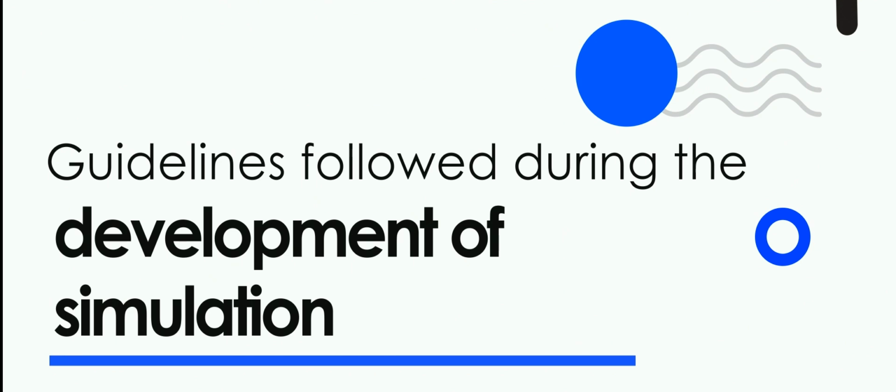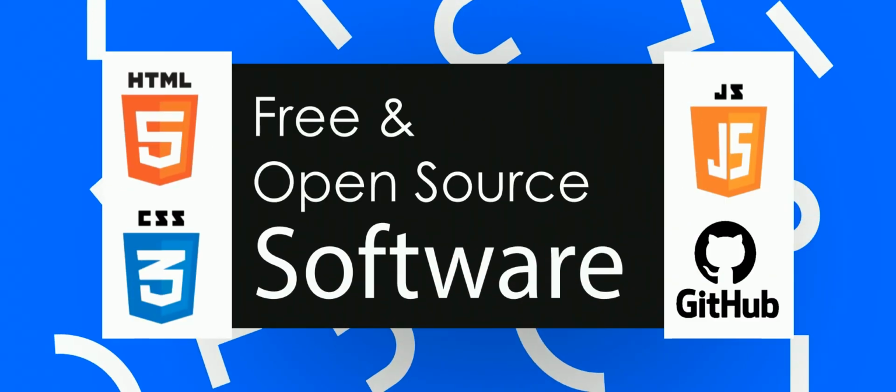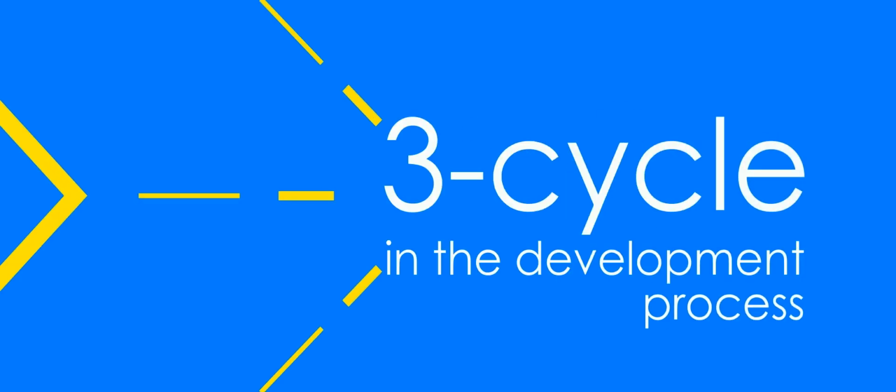Guidelines followed during the development of simulation: Use of free and open source software to make the process cost effective for developers and end users. No interdependency on additional software to run the simulation. Compatibility with mobile browsers. There are three cycles in the development process.